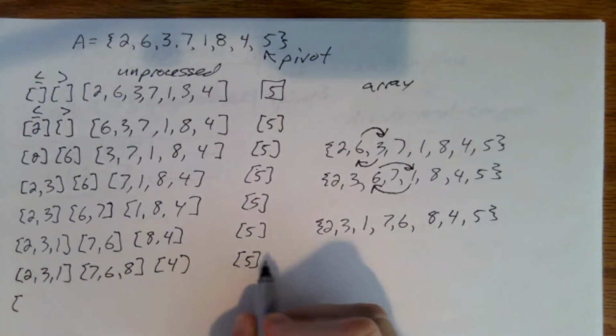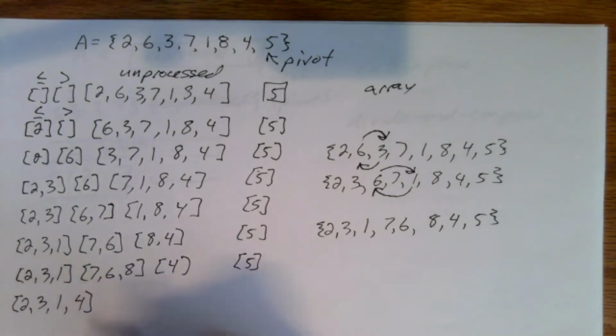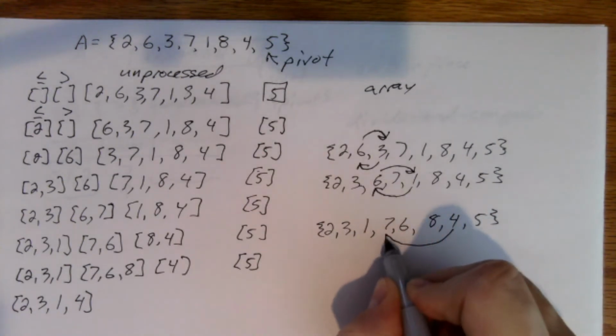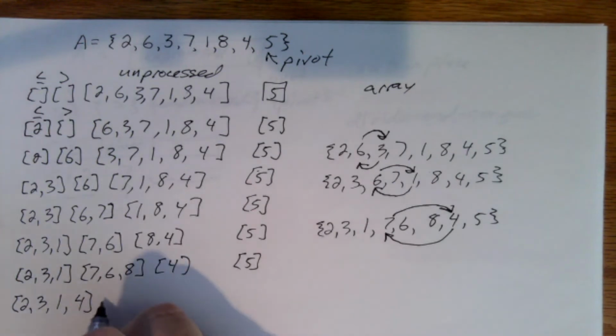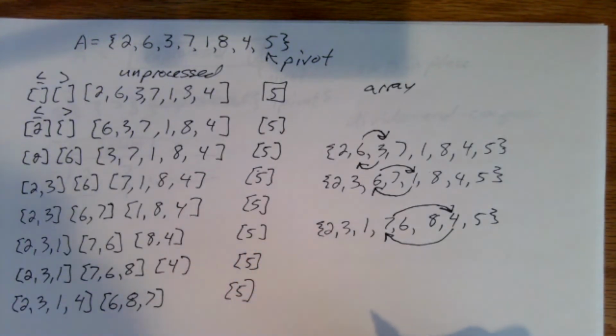And now we look at the 4. It goes in this group. It's less than or equal to 5. So 2, 3, 1, 4. What happens? Well, the 4 needs to go right here. So the 7 goes over to here, which gives us 6, 8, 7, and the 5 right here.